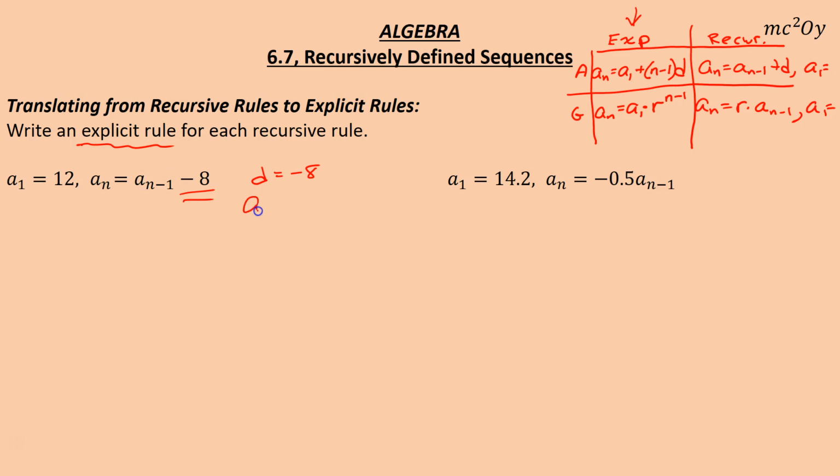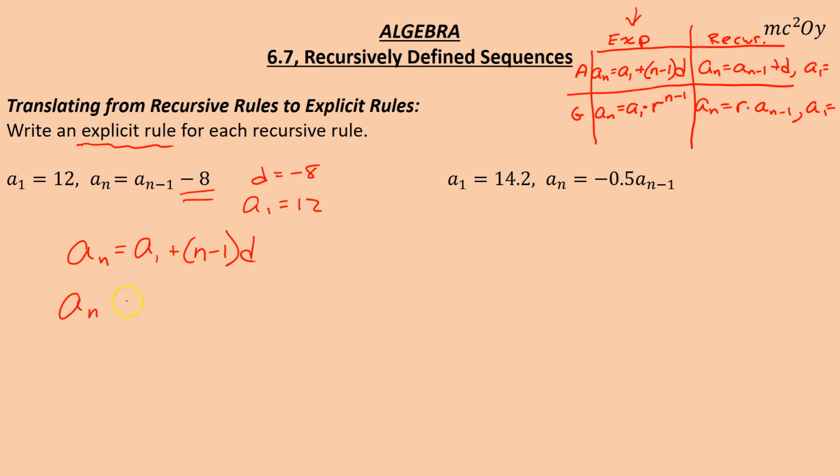A sub 1 is 12. And we always need to know a sub 1, no matter which of the rules we're using. So if we're writing an explicit rule, the explicit function for arithmetic, the equation for arithmetic, a sub n is equal to a sub 1 plus n minus 1 times d. And we know all these pieces.